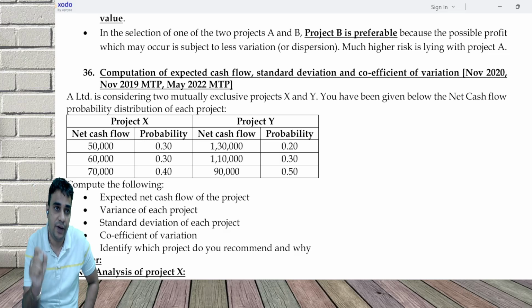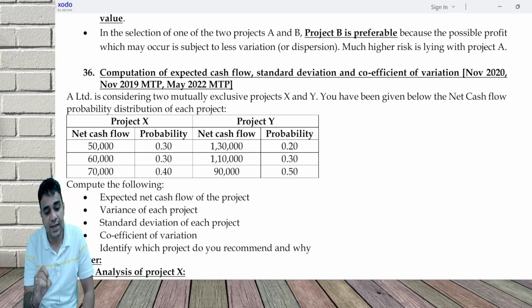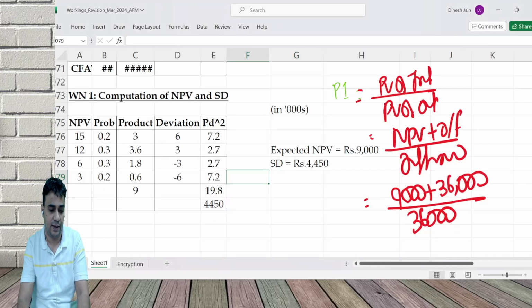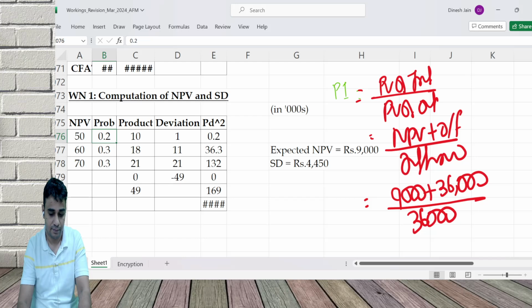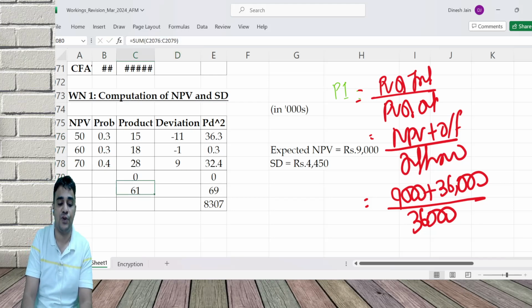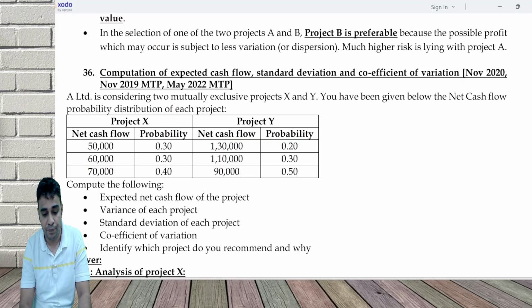Expected net cash flow is the weighted average of the various possible cash flows, with probability being the assigned weight. Then variance, standard deviation, coefficient of variation. I'm going to discuss each of them. I'll first put the data: 50, 60, 70. What's the probability given? 0.3, 0.3. So my answer is expected cash flow is 61,000.